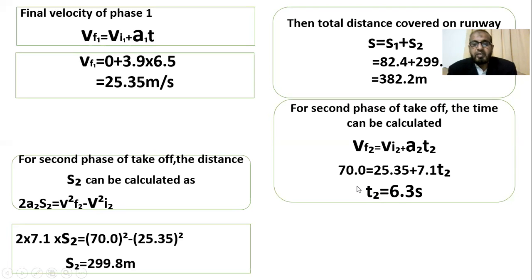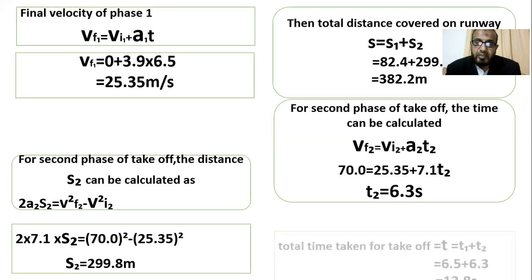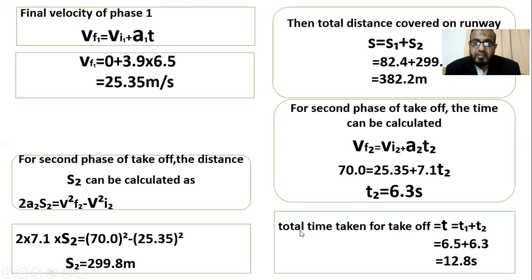So the total time taken by the aircraft to move from start to end is equal to T1 plus T2. That is the total time taken for takeoff. T is equal to T1 plus T2. Add these two times, and we will get the time taken by the aircraft for taking off the runway. That is the end of this question.